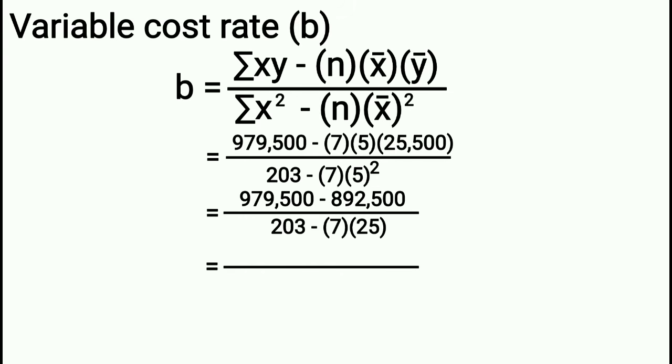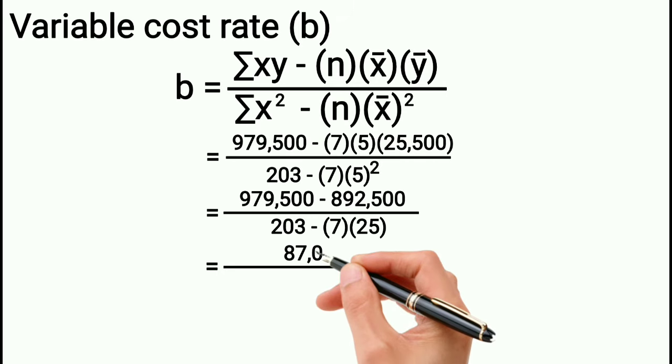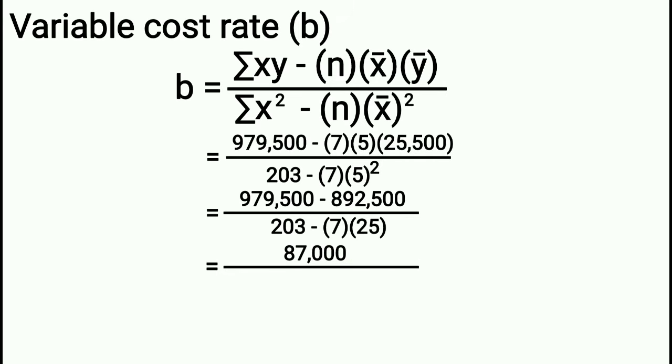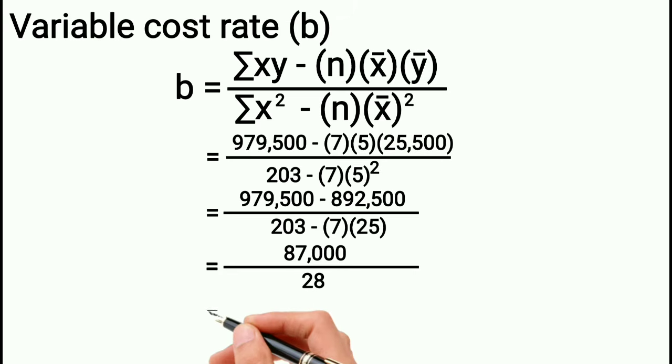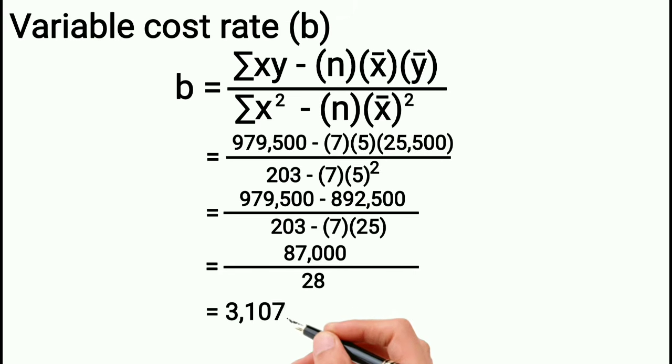Next, 979,500 minus 892,500. Ilan yan? 87,000 pesos. 203 minus 7 times 25. Ilan yan? 28. Therefore, B is equal to 87,000 divided by 28, that is equal to 3,107.14. And that 3,107.14, that is the variable cost rate.